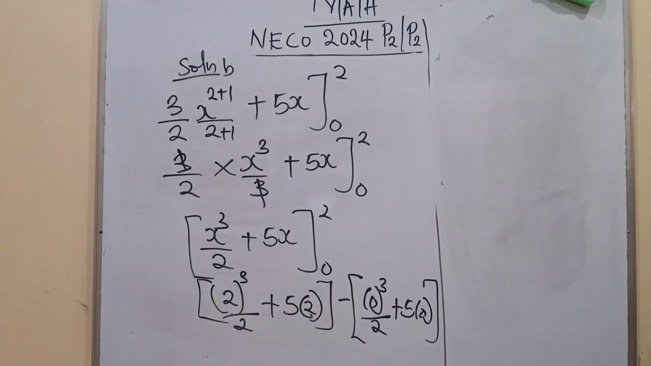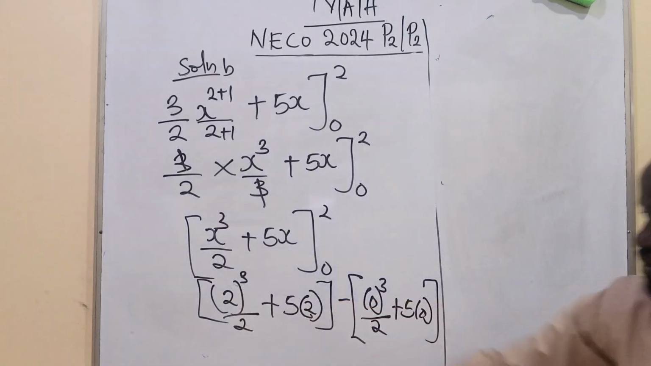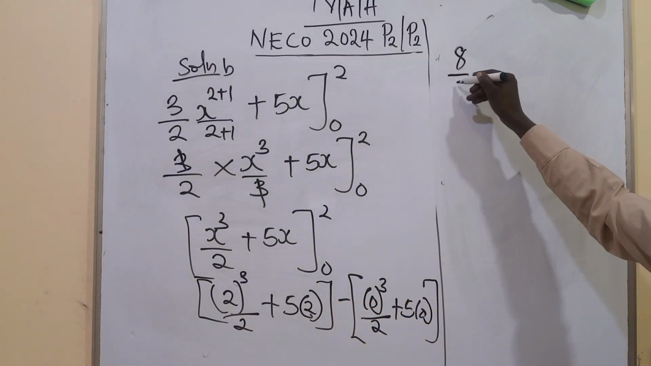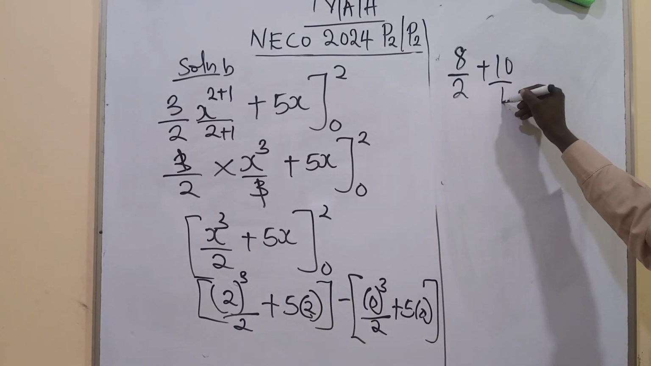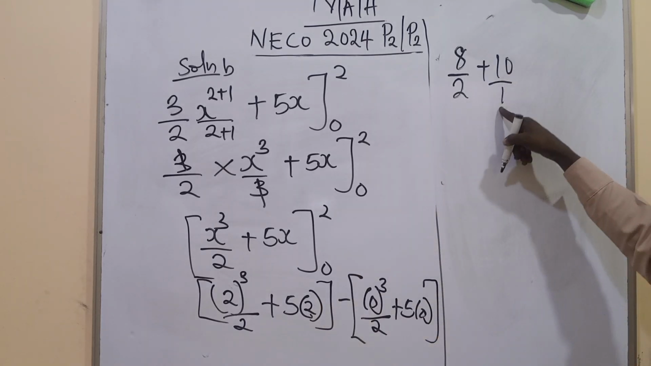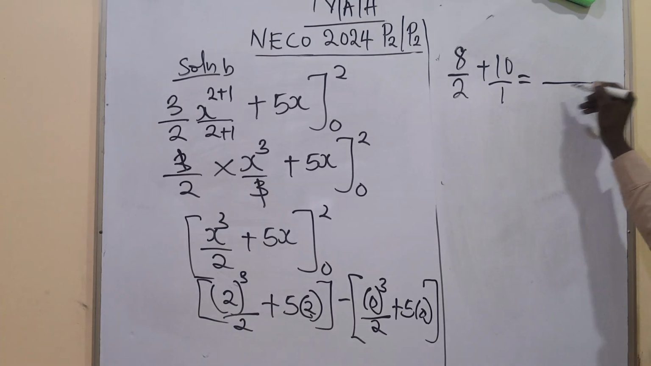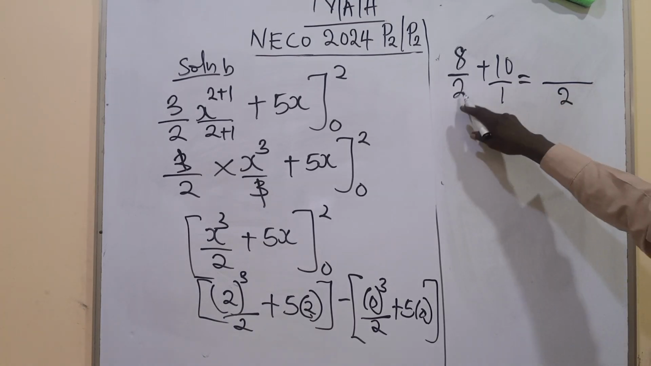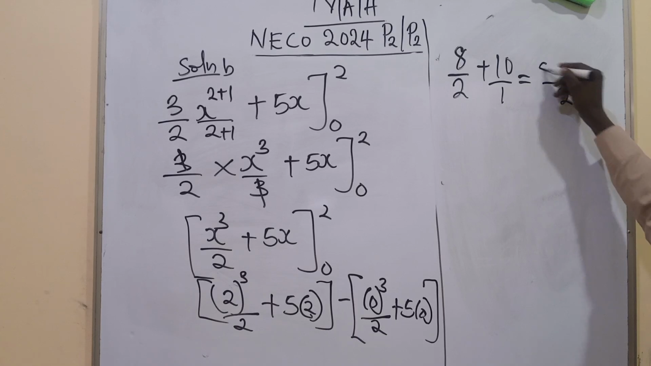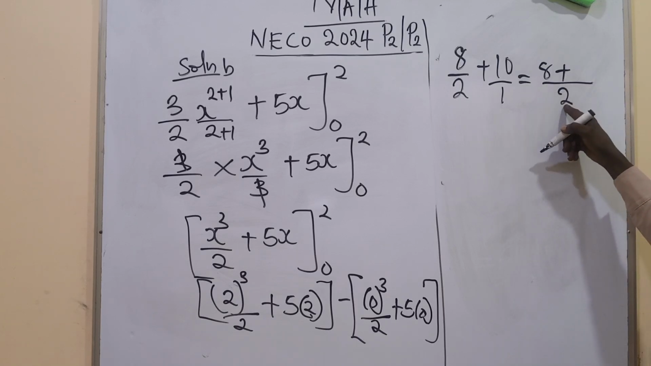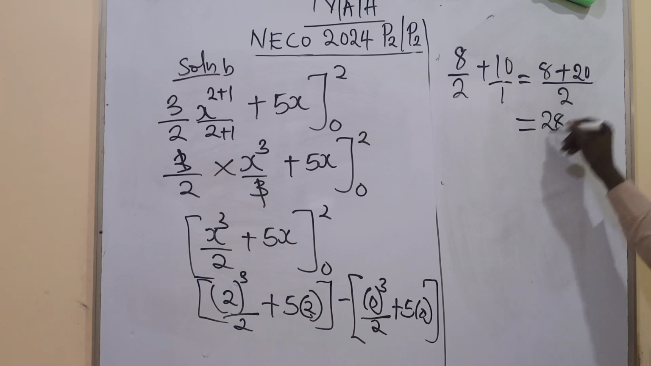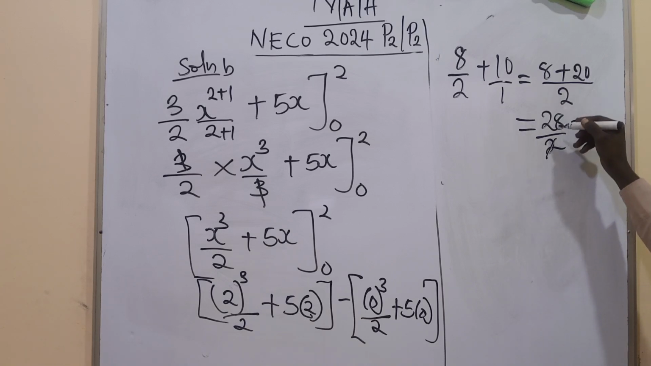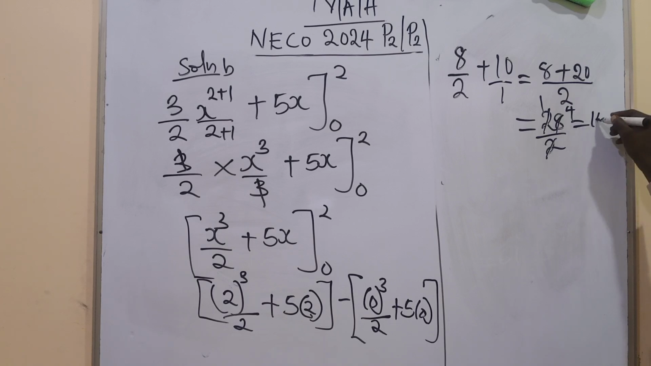Okay? Here we have 2 cubed is 8. That will be 8 divided by 2 plus 5 times 2 is 10. That will be 10 upon 1, because any whole number has a denominator of 1. So we can easily find the LCM of 2 and 1, which will be 2. 2 into 2 is 1 times 8, 8, plus 1 into 2 is 2 times 10, that's 20. This will now be 28 divided by 2. 2 here, 1, 2 here, 1, 2 here, 4. That will be 14. So the answer to this B is 14.